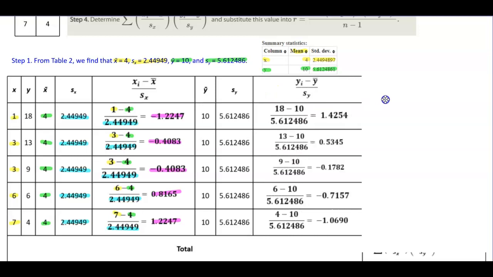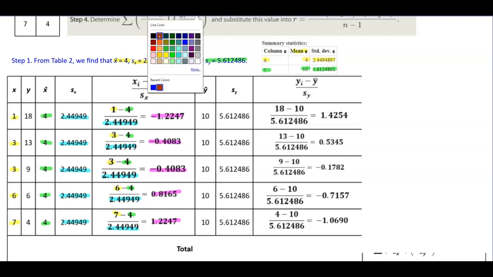And now we're going to solve for the following, using the data values for y. So let's take a look at the data value for y. The data value for y is 18. So we're going to take 18, and then subtract the sample mean for y, which is 10. And then we're going to divide it by the standard deviation of 5.612486 to give us the following, 1.4254.